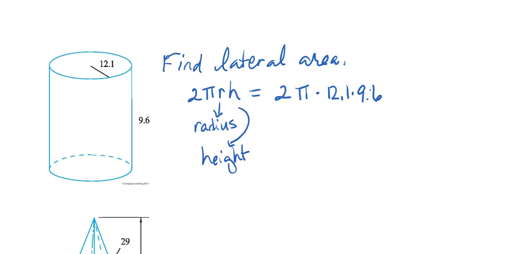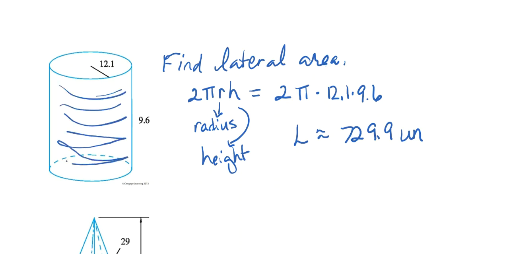This one does not have units given. That does happen sometimes. That doesn't mean we can't label it. 2 times pi times 12.1 times 9.6. So our lateral area is approximately 729.9. Since I don't know the units, I'm just going to write units, and I'm doing lateral area. So this is the exact example of the label of the soup can. So it is squared.